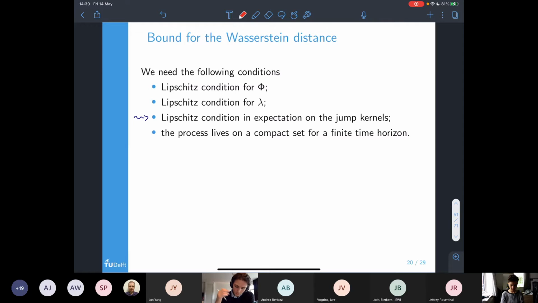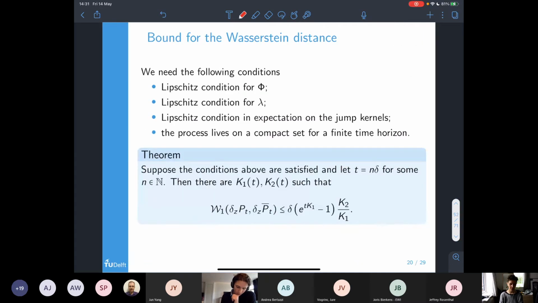And then we also need that the process lives on a compact set for a finite time horizon. This, for instance, if you think of Zig Zag with velocities that are +1 or -1, is true. And we conjecture at least that this condition can be weakened, but at the moment we're not entirely sure, so let's trust this. Okay, then we can state the following theorem.